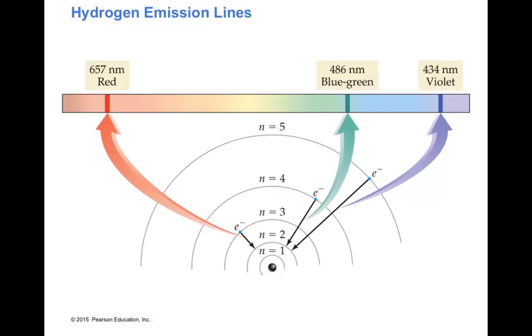Remember, these are excited electrons. They were first in n equals 1, but when they were excited, some of them jumped to orbit number 3, others to orbit number 4, and others to orbit number 5. Then they came back to orbit number 2, and they released a specific amount of energy that corresponds to those emission lines that we saw in the emission spectrum for hydrogen.